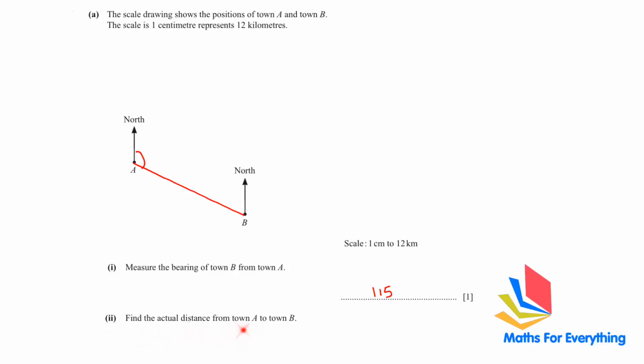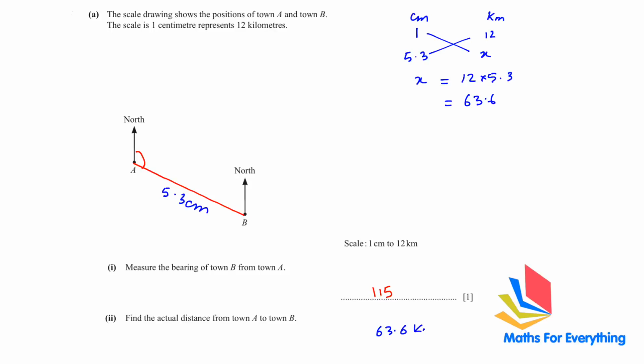Next one, find the actual distance from town A to town B. When you measure with a ruler, you will have A to B is 5.3 centimeter. Our scale is 1 centimeter is equal to 12 kilometer. Therefore, 5.3 centimeter will equal to how many kilometers? We cross multiply. X is equal to 12 multiplied by 5.3, which is 63.6. So the actual distance is 63.6 kilometers.